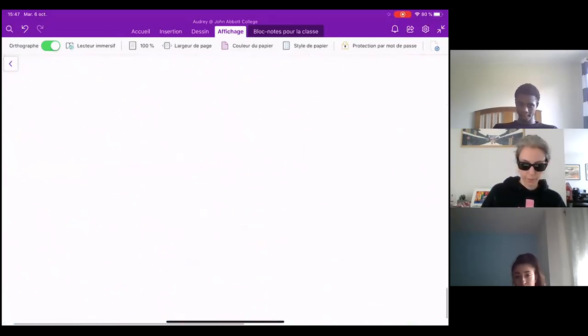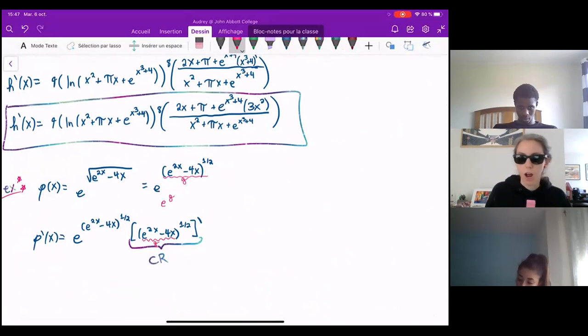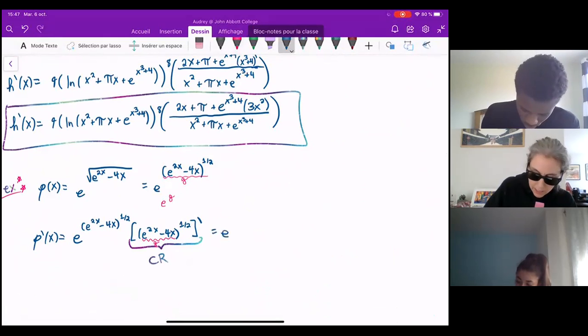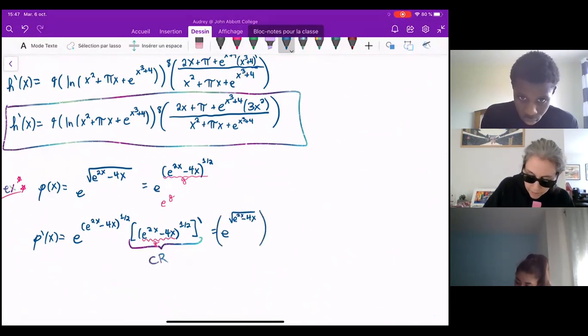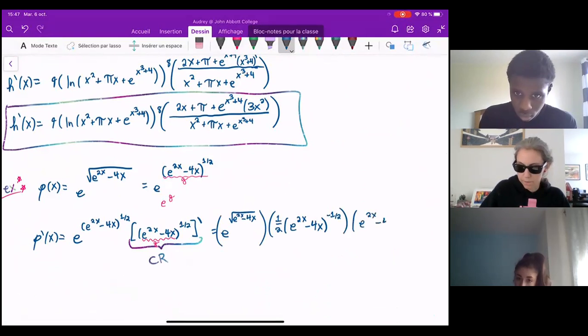So this is another chain rule. My g is that function that I have inside. It's not x to a number, it's a g to a number. So this is e to the square root of e to the 2x minus 4x times 1/2 e to the 2x minus 4x to the negative 1/2. And then I have to pull out that inside function, prime.